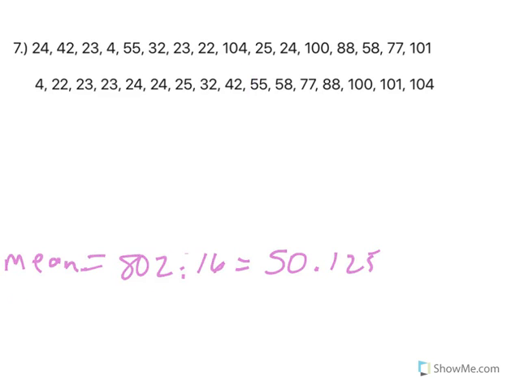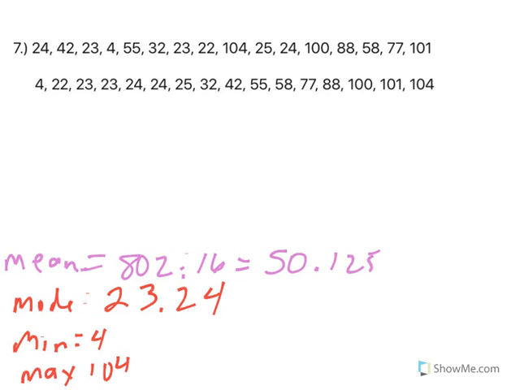All right, mode. Well, what number appears most often? Well, 23 is there twice and 24 is there twice. So again, we have a bimodal data set with 2 modes, 23 and 24. My smallest number is 4. My biggest number is 104. The difference between those is known as the range, and my range is 100.